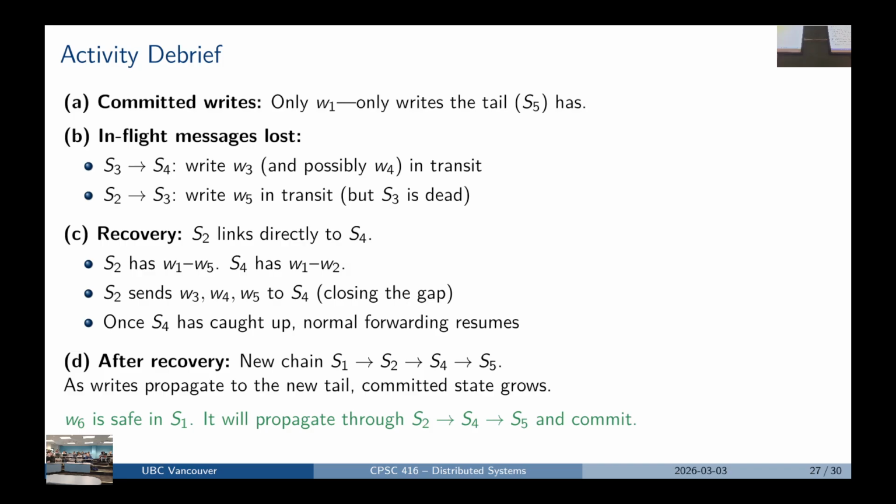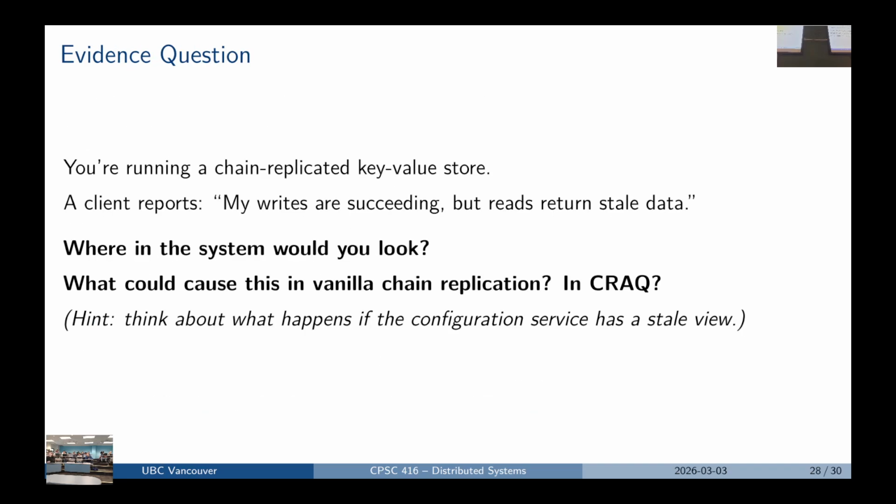All right, so there you go, debrief. So now a question here for you to consider. You're running a chain replicated key value store. The client says, my writes are succeeding, but reads return stale data. Where would you start looking? I love these questions because this is the debugging question. This is the, do I understand the system well enough to know where to start looking under the hood?